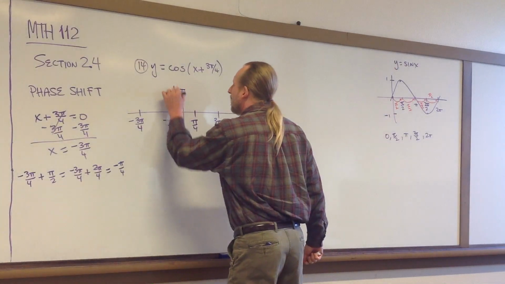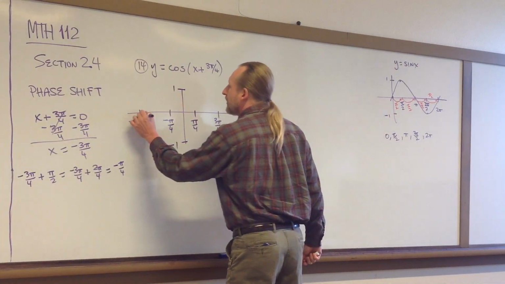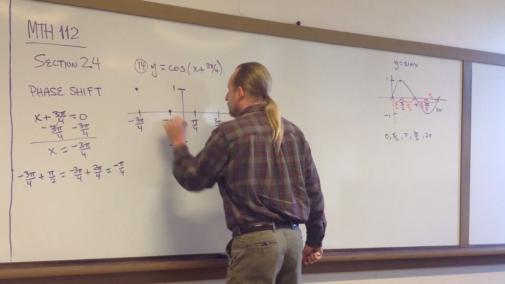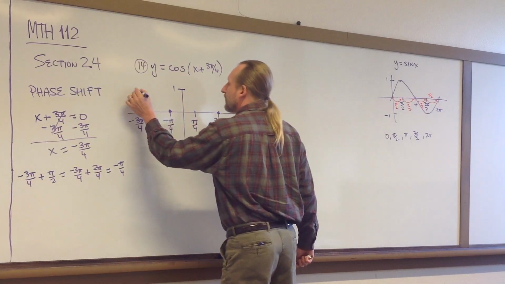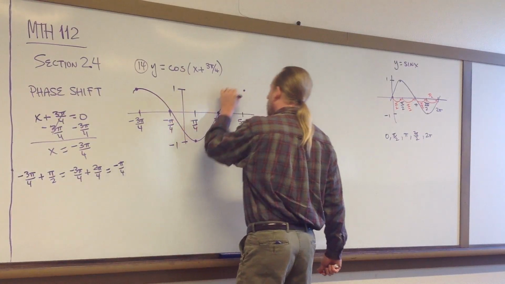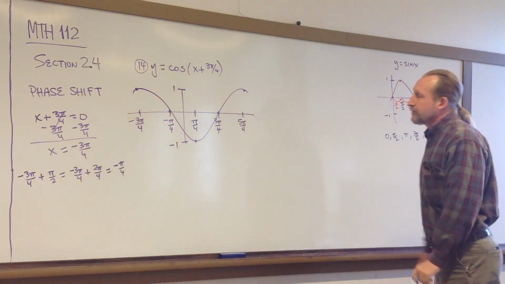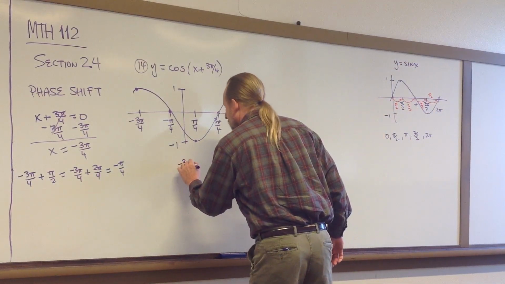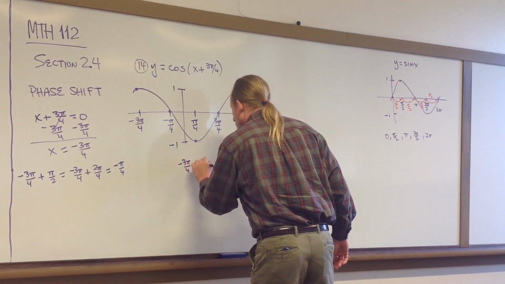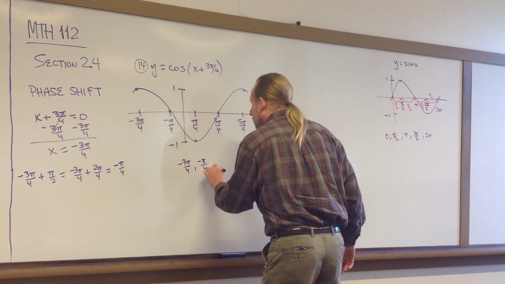But for right now, with this cosine function, we're going to have a maximum, 0, minimum, 0, and the maximum over here. And so our graph will look something like that. Okay? So I'll write down these critical x values, and then I'll go back and calculate them over here.